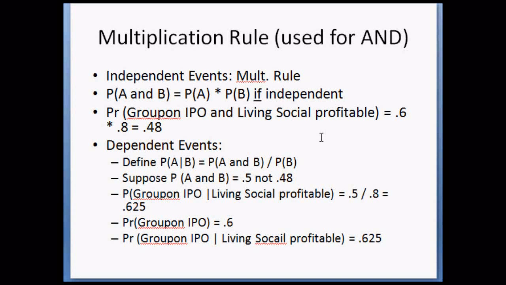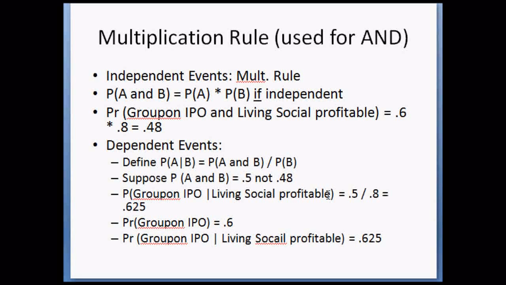The problem with this is that it's not likely that in a company in the consumer advertising space, their profits will be independent of Groupon, right? Because they both are sort of in the same business. Things that are good for Groupon are generally good for Living Social, and so they should move together. So we can think about what's the probability of Groupon going public given Living Social is profitable.